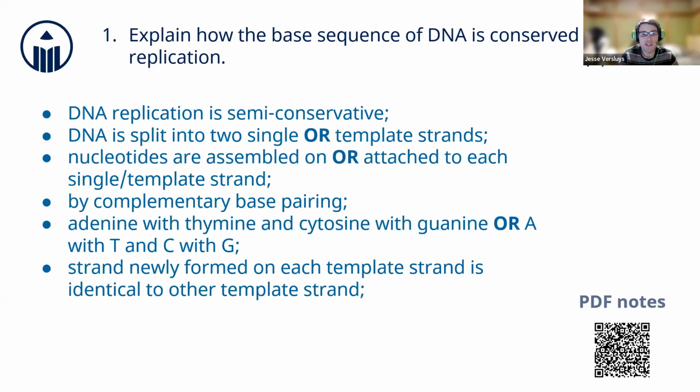Okay, so DNA replication is semi-conservative, which means that we've got our template strand and our new strand. The DNA is split into 2 single strands, and then those are the template strands. Nucleotides are assembled and or attached to each single or template strand. So we've got our free nucleotides that are going to be added. They're added by complementary base pairing rules, which means that A's pair with T's and C's with G's, or you can say, give the full names, or you can say purines and pyrimidines, whatever you prefer.